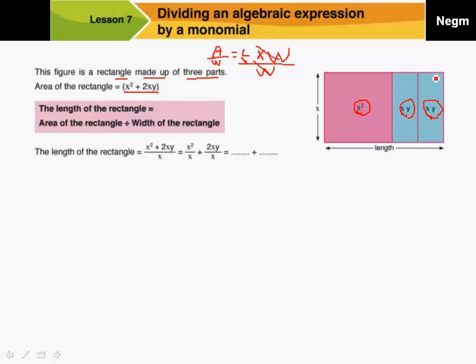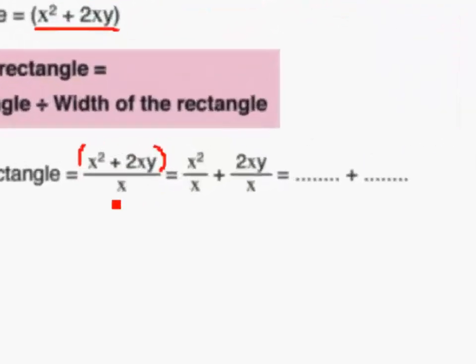The length of this example is equal to area of the rectangle. What is the area? The area is x squared plus 2xy divided by width of the rectangle. The width is x, so divided by x. In this case, we have a denominator and we have two terms here. We can take the first term divided by denominator, which is x squared divided by x, plus the second term, which is 2xy divided by x.